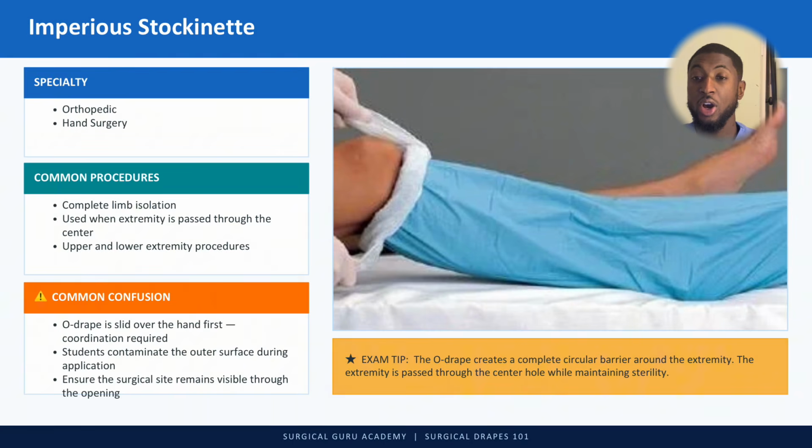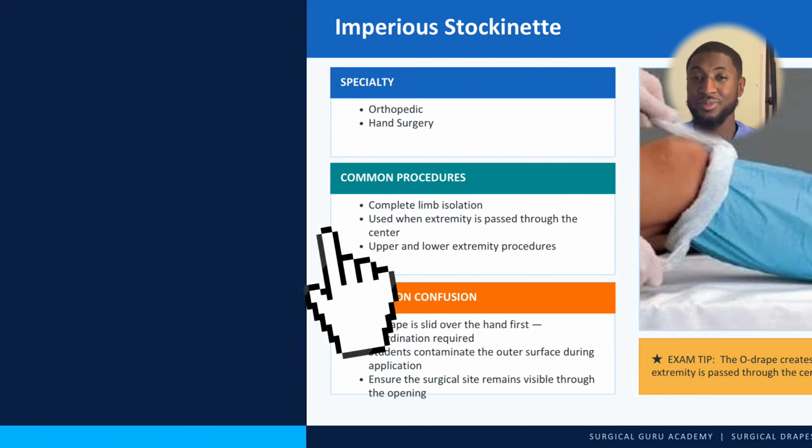Common confusion: the O-drape is slid over the hand first. Coordination required. Students contaminate the outer surface during application, and you must ensure the surgical site remains visible through the opening. All right, exam tip. It creates a complete circular barrier around the extremity. The extremity is passed through the center hole while maintaining sterility. The O-drape. I've never heard it called an O-drape before.